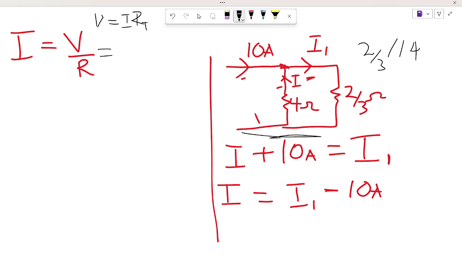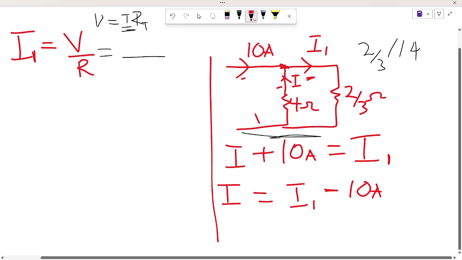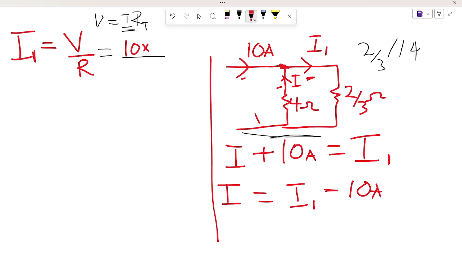So that's going to be I, and I over here represents the total current, and we have that as 10 already. So here we are finding I1. Here we have our total current, that's the 10. We have our total resistance, that's going to be 2 over 3 in parallel with 4.